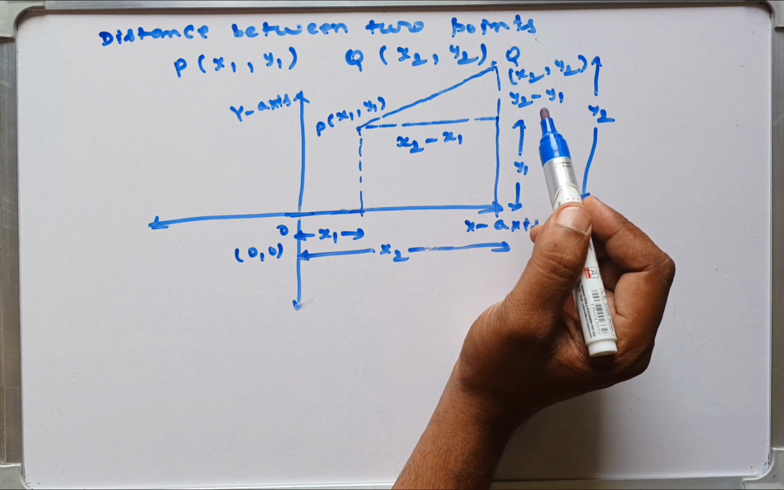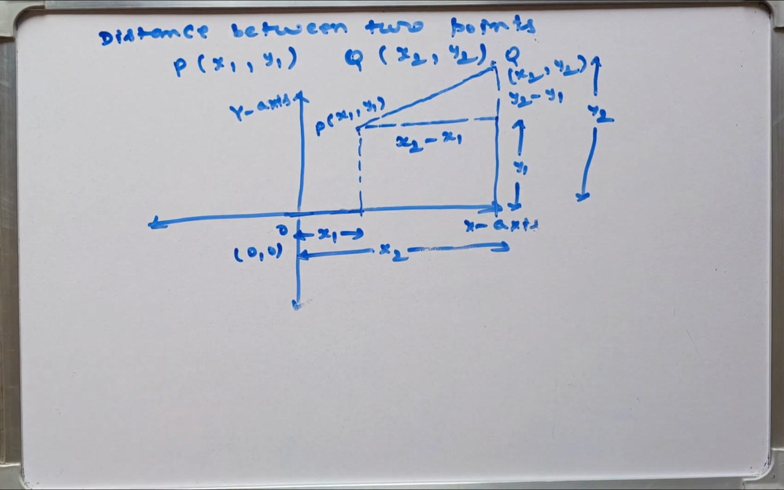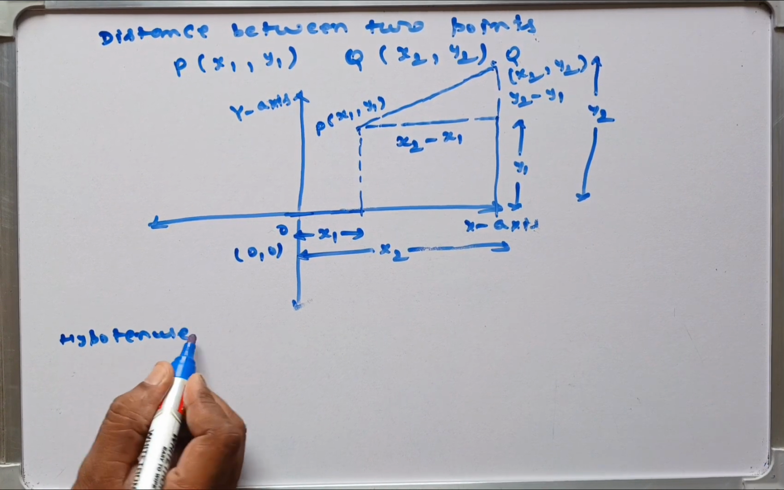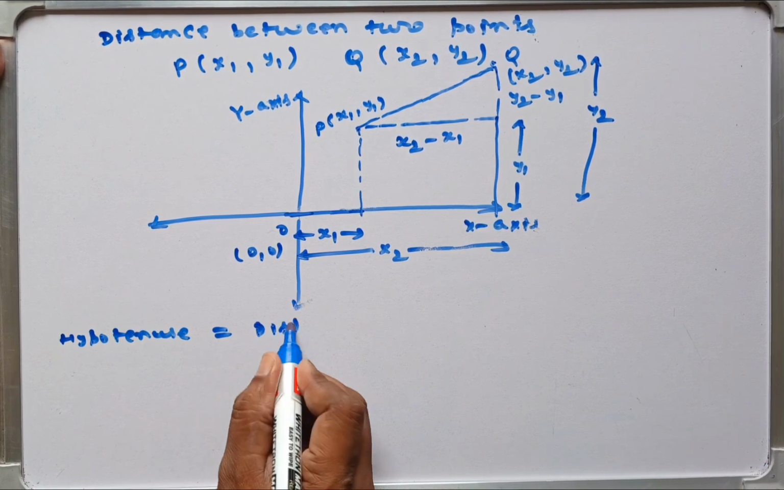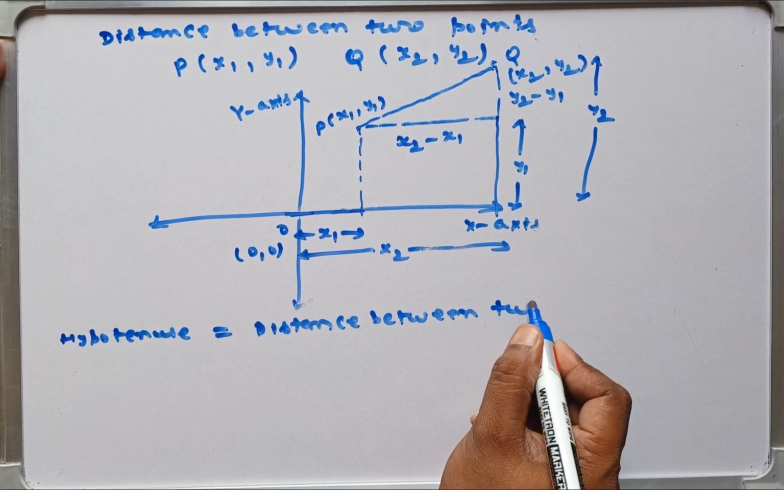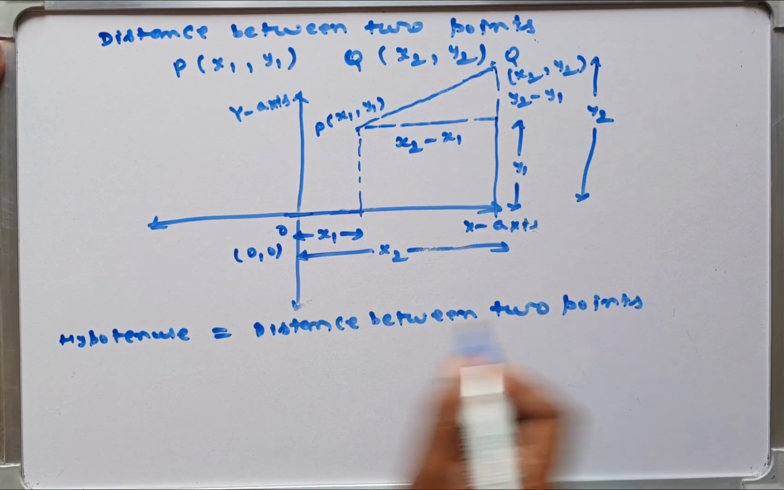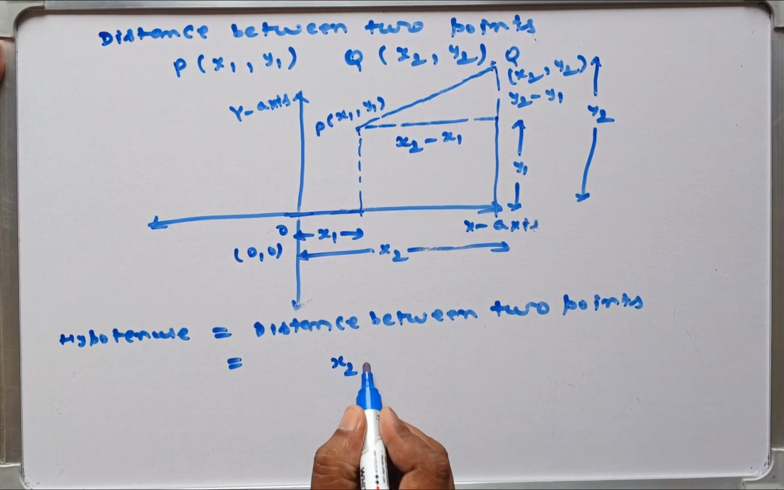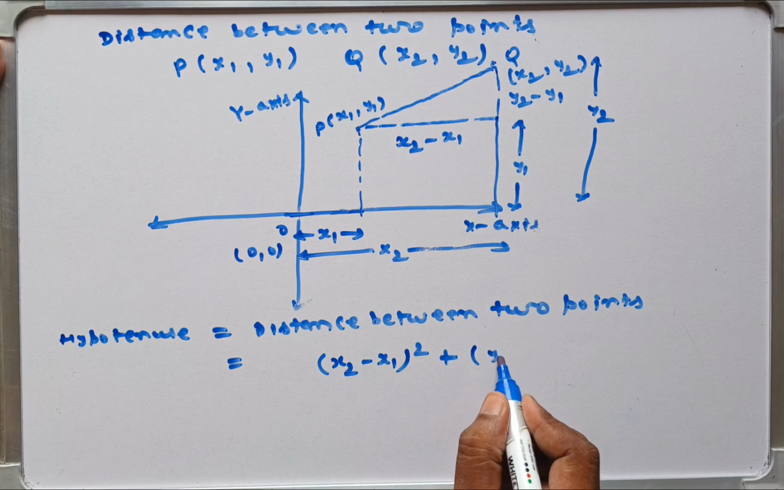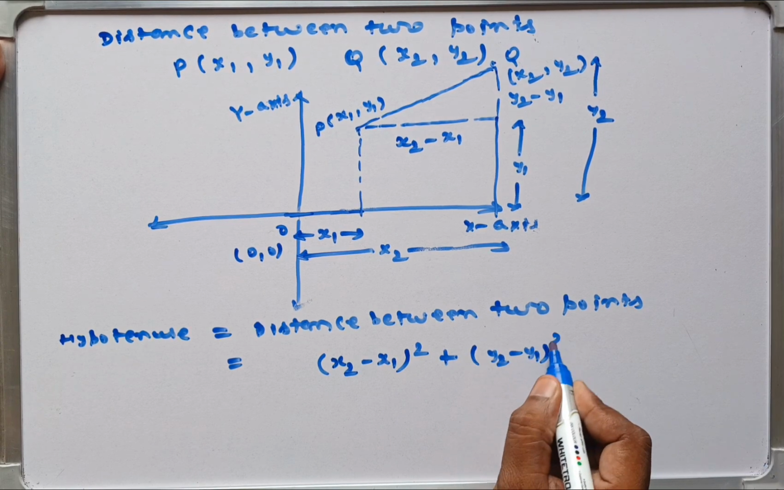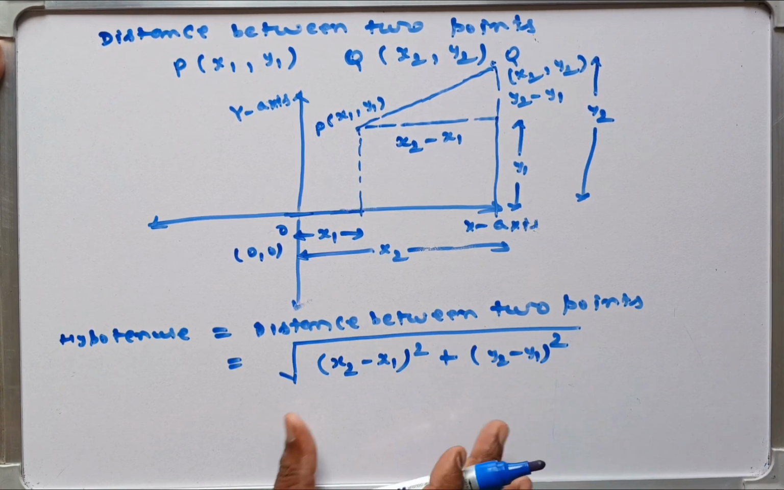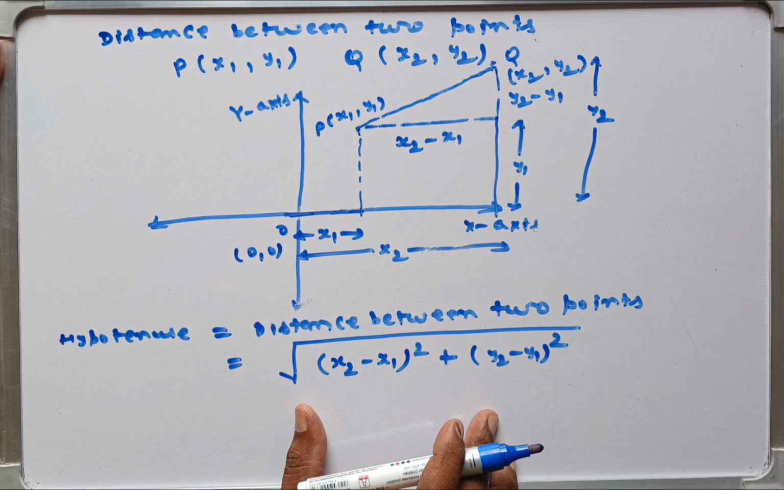Okay, so we can write here the hypotenuse or distance between two points is equal to x2 minus x1, meaning the base squared, plus the vertical distance squared, and take the square root of both, then it will give the distance between the two points.